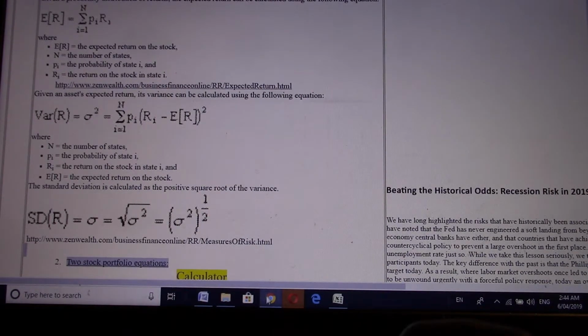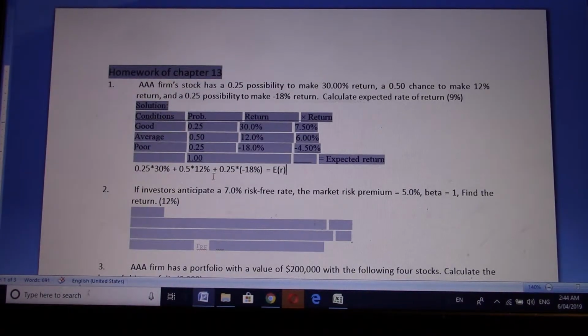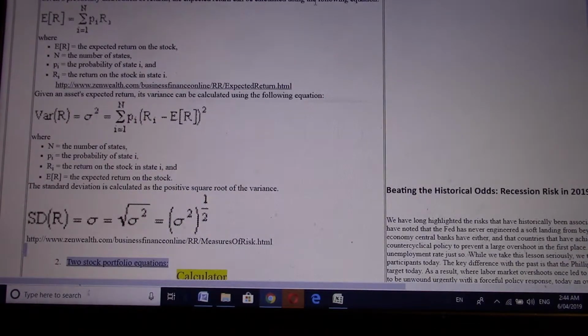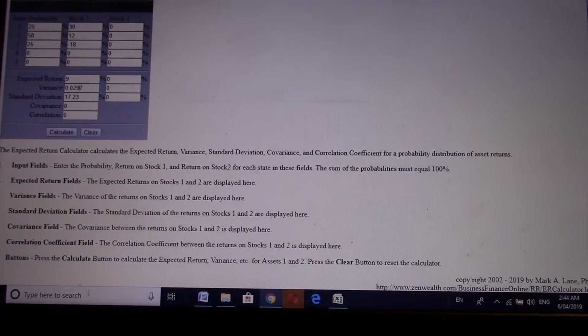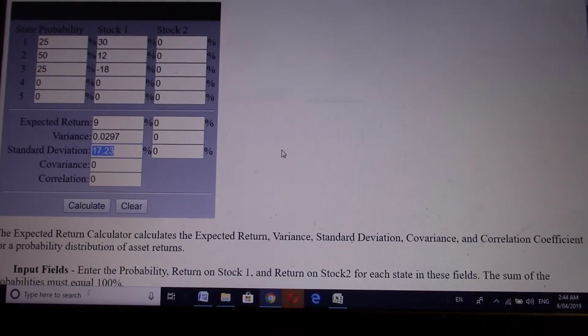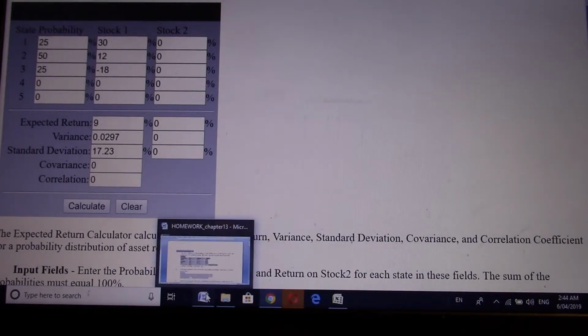The calculator can tell you the standard deviation. For stock 1, based on our calculation, it has an expected return of 9%. That means you're expecting to earn a 9% return next year. But it has a standard deviation of 17.23%. Okay, so this is the first question.